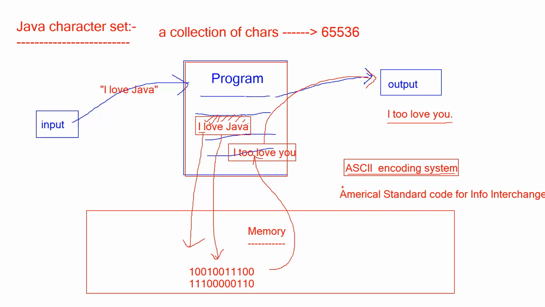But I'm not an Englishman. I'm a French guy, or a German, or a Chinese guy, or a Tamilian or Telugu person. That means I want to give input in another way. For example, I'm a French programmer. I'll be giving this input like this: "J'aime Java." That means I love Java. So this is how I want to give the input to this program.